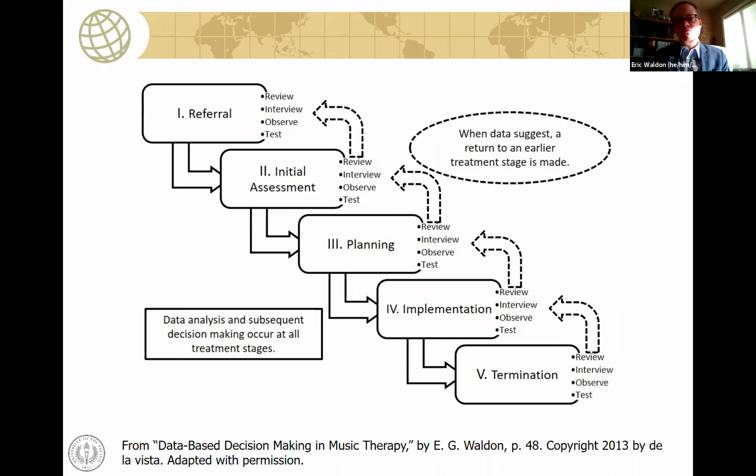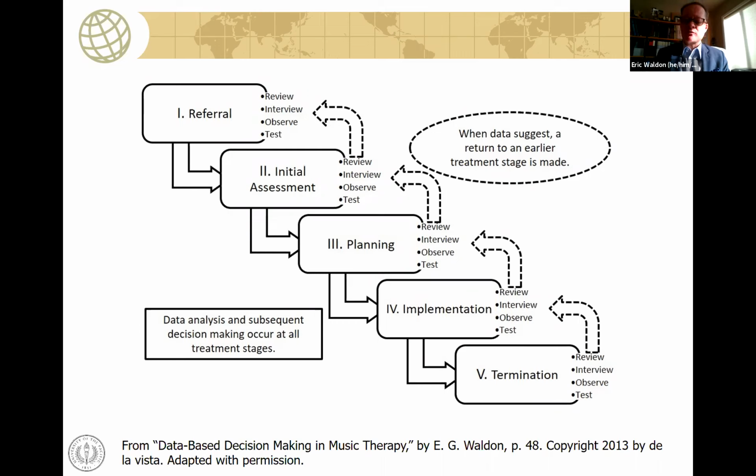During this stage, we're using reviewing, interviewing, observing, and testing as a way to determine whether or not this person would benefit from music therapy services. So you can see that reviewing, interviewing, observing, and testing plays a role at the referral stage. And from now on, I'll be referring to reviewing, interviewing, observing, and testing as RIOT. That's the acronym. The second stage is initial assessment.